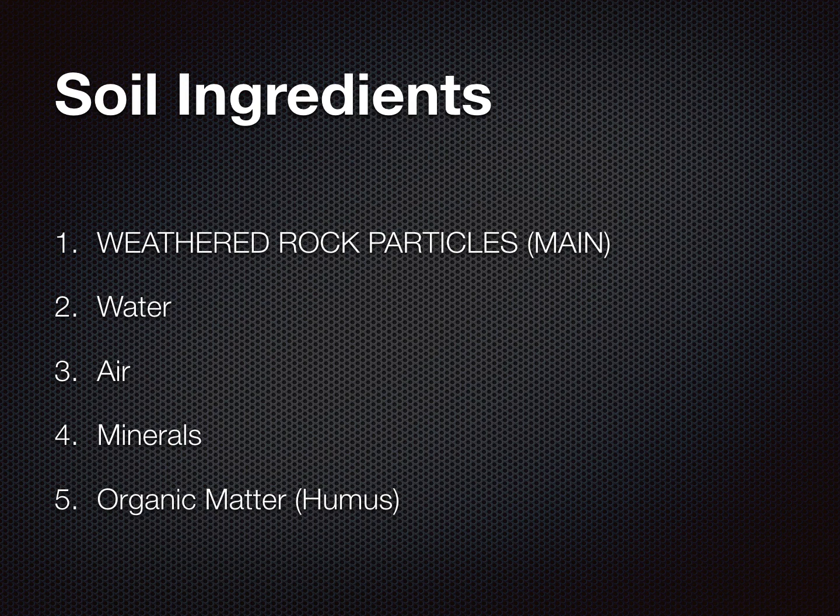Weathered rock particles. And I put it in parentheses main because it's the main ingredient of soil, those weathered rock particles. Water, air, minerals, and organic matter, also known as humus, not to be mistaken with hummus. That would be what you eat that's made out of chickpeas. So those are the 5 ingredients. All soil around the world are similar because they have those same 5 ingredients. However, they're different because the amount of each of those ingredients is different around the world.